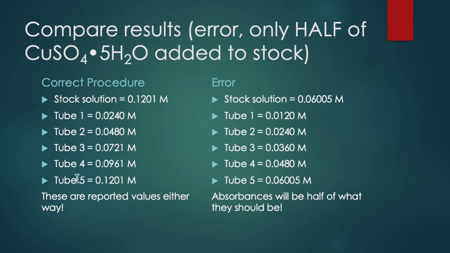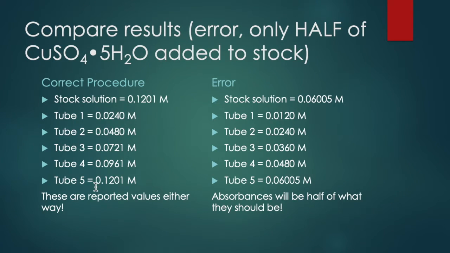Tube 5 is not diluted at all, so it's the same as the stock solution. And it's important to note that this is what you would report no matter what, because if you reported that you put 1.500 grams of copper 2-sulfate in your volumetric flask, if you did the calculations correctly, this is what you should have ended up with.